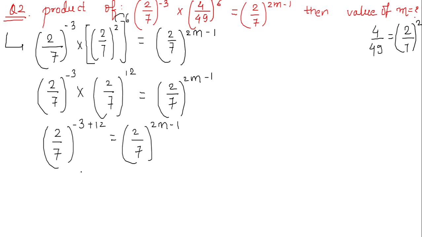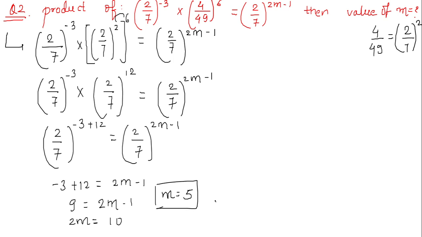Bases are common, so I'll compare the powers over here, that is minus 3 plus 12 is equal to 2m minus 1. So here 9 is equal to 2m minus 1. 2m will be equal to 10. The value of m is equal to 10 divided by 2. This will give me 5. So the value of m here is going to be 5. Got it? This is your answer.